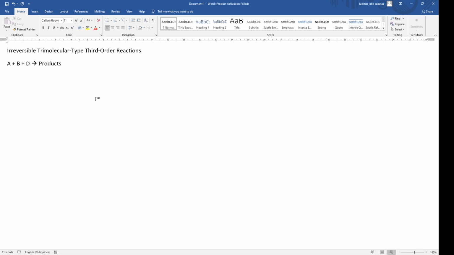Good day, everyone. So we have irreversible trimolecular-type, third-order reactions, which is another type of irreversible reactions. Trimolecular because we have three molecules present in the reaction, A plus B and D. So we need to find an equation for the kinetic rate of reaction. So it could be A, B, and D.